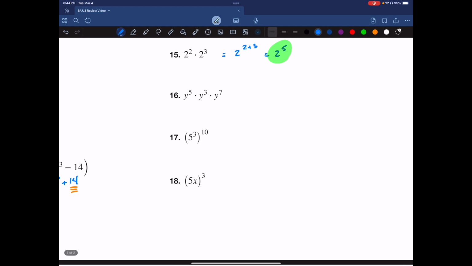On 16, you're just adding your exponents. You have y to the 5th, y cubed, y to the 7th. So this is going to be y to the 5 plus 3 plus 7, which is 15. Okay. When you raise a power to a power, you multiply. So I got 5 cubed raised to the 10th power. So it's going to be 5 to the 30th.